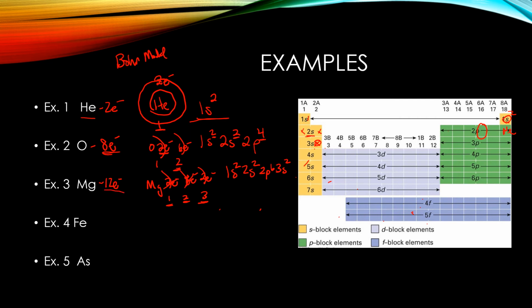Okay. Now, when we go to iron, we are now hitting this middle section, which we call transition metals.